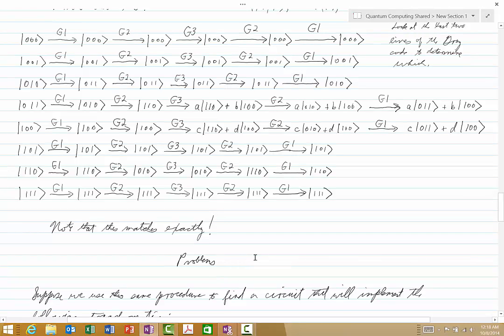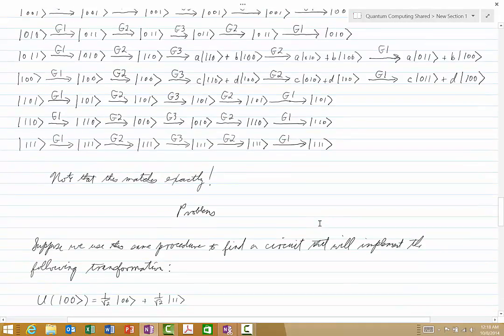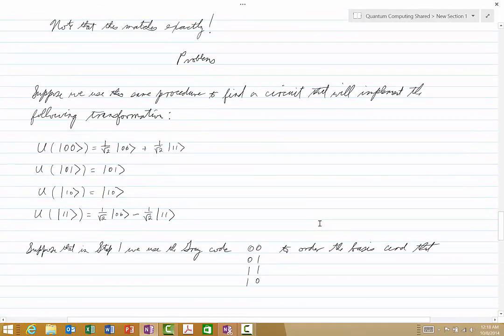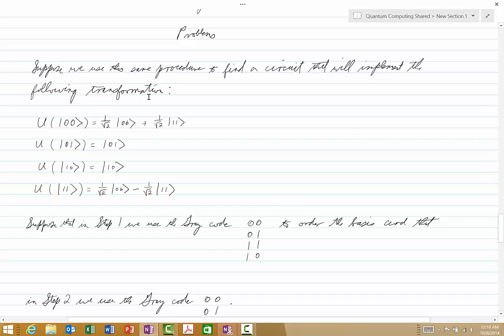So now for some problems, and we're going to look at an easier case in the problems. Suppose we want to use this same procedure to find a circuit that will implement the following transformation. Here we just have a 2-qubit state, and the transformation will map 00 to 1 over square root of 2, 00 plus 1 over square root of 2, 11. It'll map 01 to 01. It'll map 10 to 10. And it will map 11 to 1 over square root of 2, 00 minus 1 over square root of 2, 11.